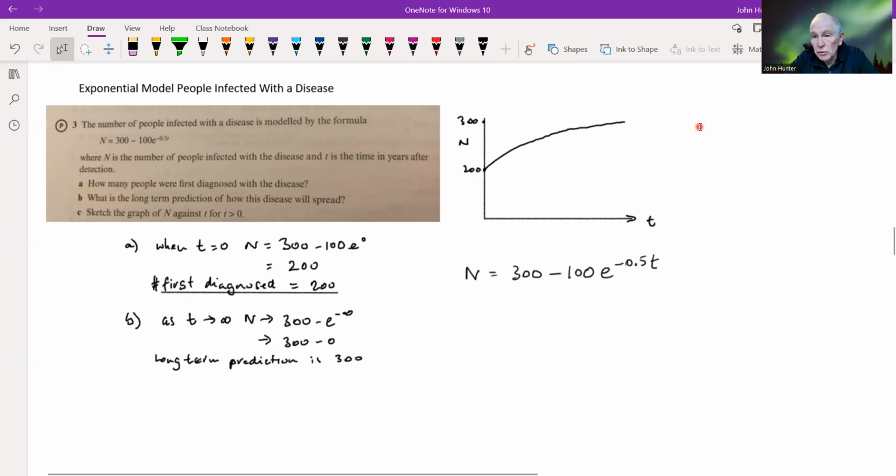Now, this is a model, of course. Models don't have to be absolutely accurate. They just have to be useful for any predictive purposes that we want to put them to. So it might well say that we want to know how many people are going to be infected after 10 years or something like that. So that's what we're looking for.